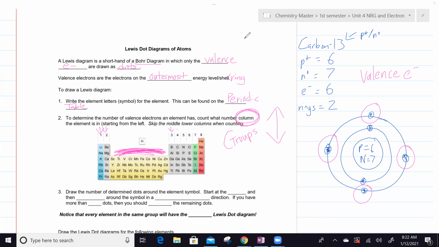All right. Now we found the element. So it says write the symbol for the element. Let's just do carbon, for example. The symbol for carbon is what? Very nice. C.